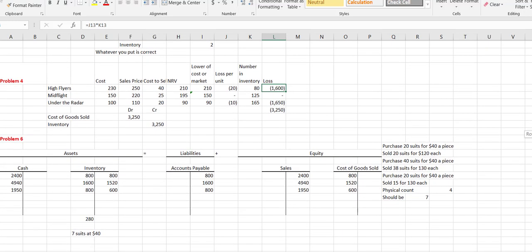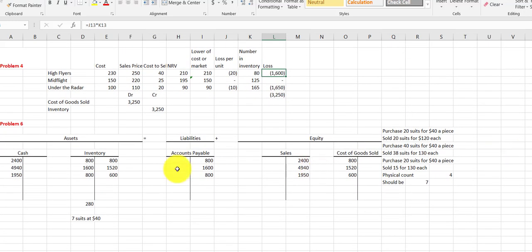All right, for problem 6, I went ahead and put up our accounting equation with the accounts we need: inventory, accounts payable, sales, cost of goods sold, cash. We're going to make some assumptions, like when we make sales, they're all on cash. So we're going to purchase 20 suits. Let's debit inventory, credit accounts payable.